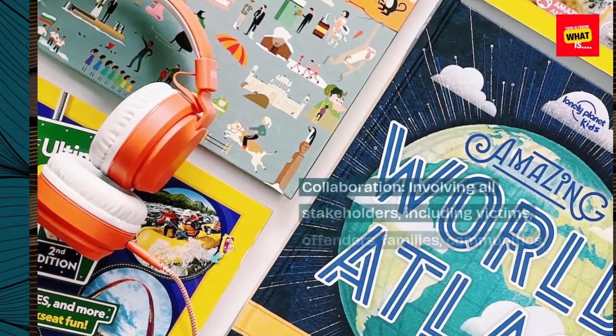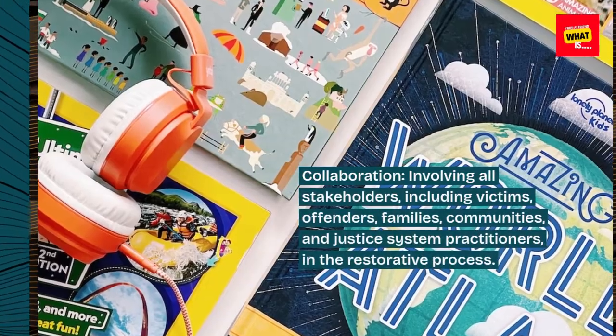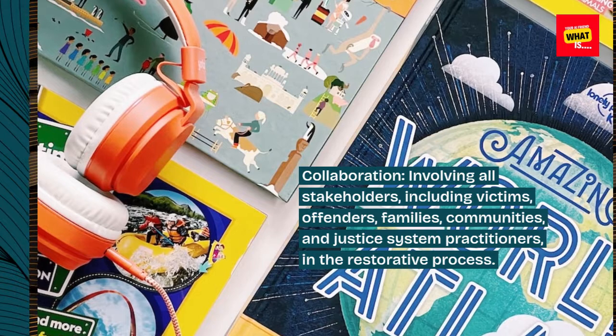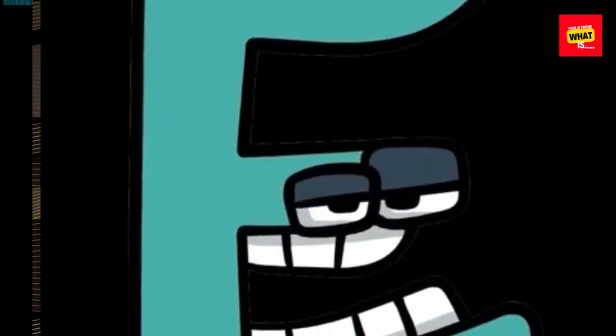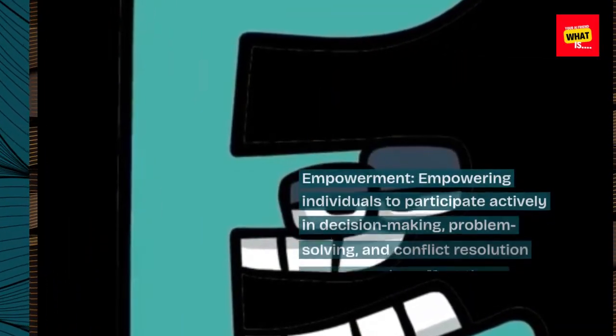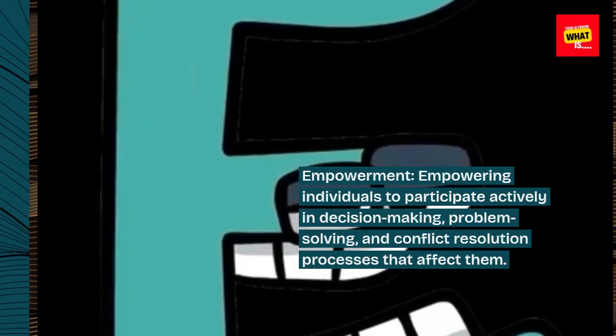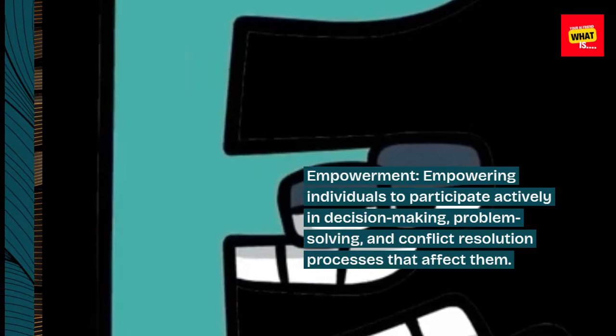Collaboration, involving all stakeholders, including victims, offenders, families, communities, and justice system practitioners, in the restorative process. Empowerment, empowering individuals to participate actively in decision-making, problem-solving, and conflict resolution processes that affect them.